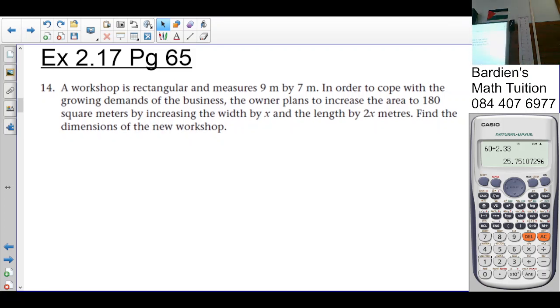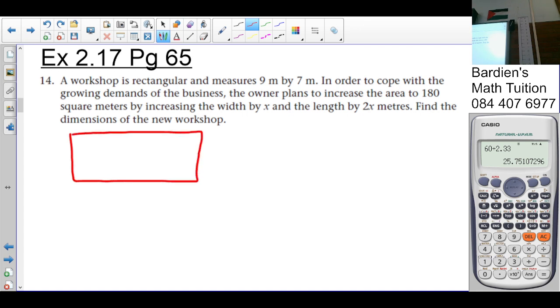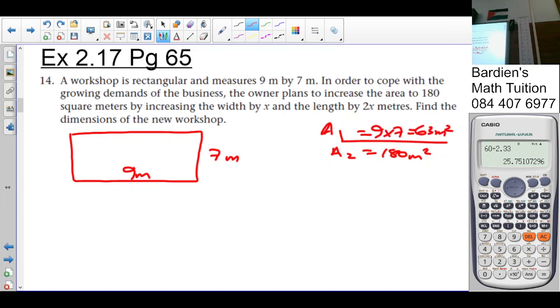A workshop is rectangular. So a rectangular workshop, and measures 9 by 7 meters. In order to cope with the growing demand of the business, the owner plans to increase the area to 180. So the second area is going to be 180 square meters. What's area 1, the original area? 9 by 7, which is 63 square meters. Okay, I don't even need that.